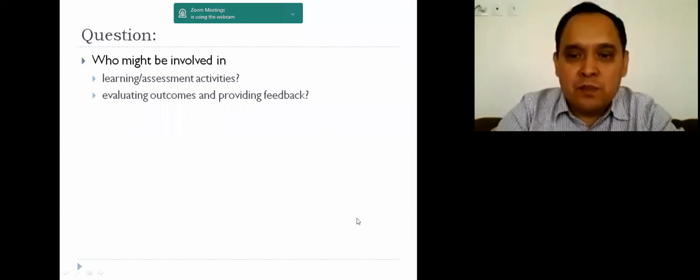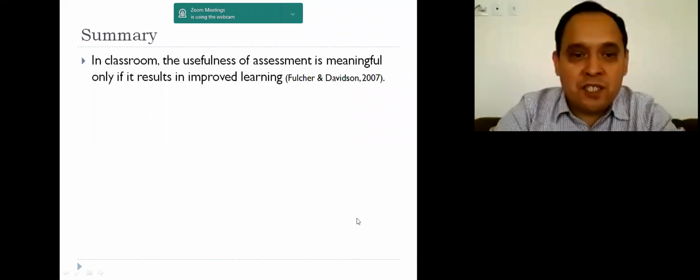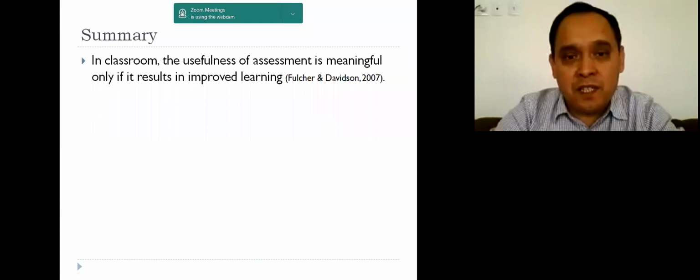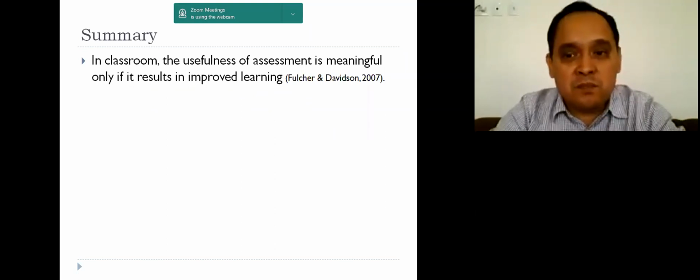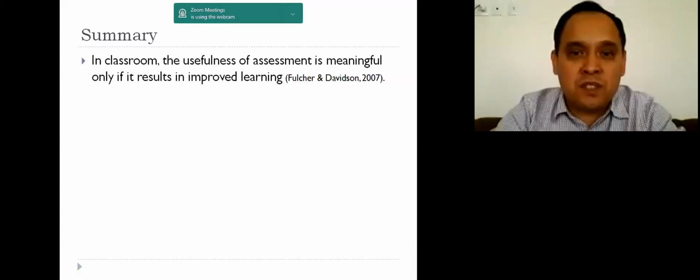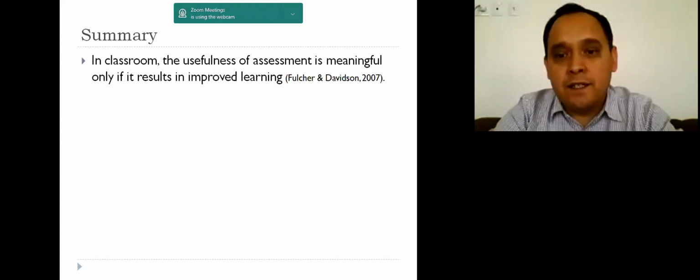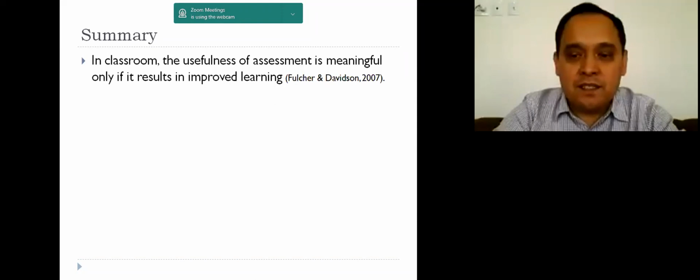Now we'll move to the summary of this session. Based on the discussions of different aspects of classroom assessment and comparing it with the principles of validity theory that derives from large-scale testing, we can say that the usefulness of assessment in the classroom is meaningful only if it results in improved learning, because the focus is on helping students progress and improve. That's it from me, ladies and gentlemen.